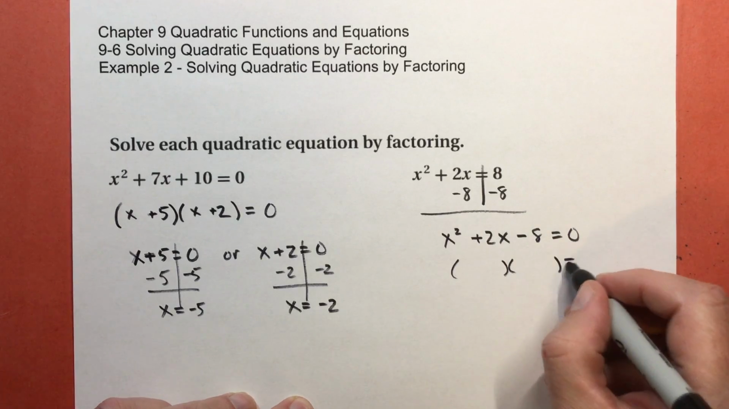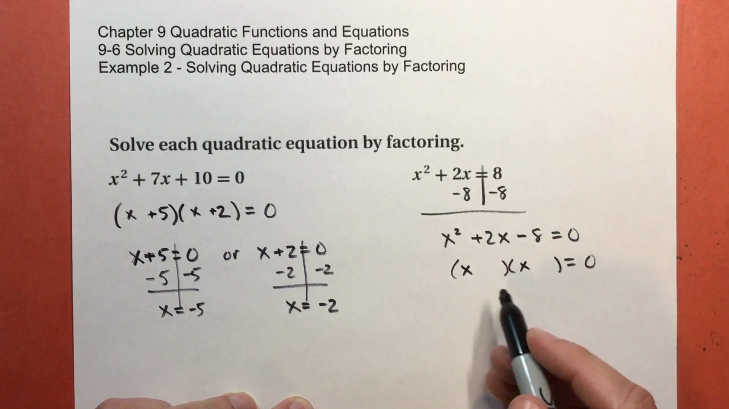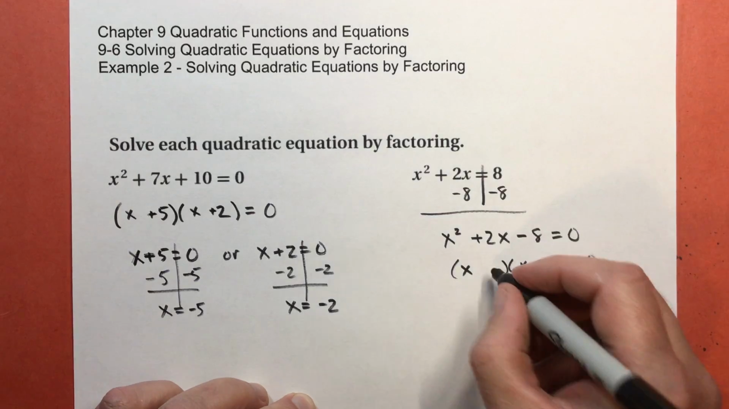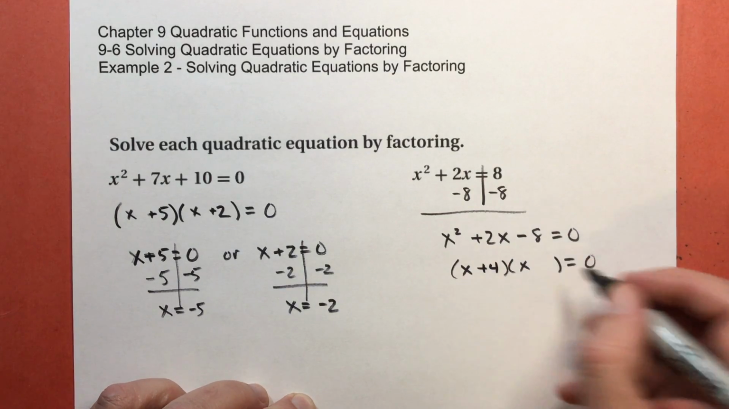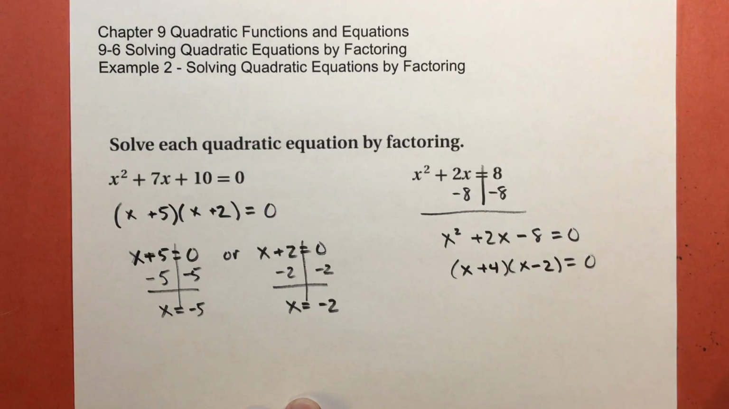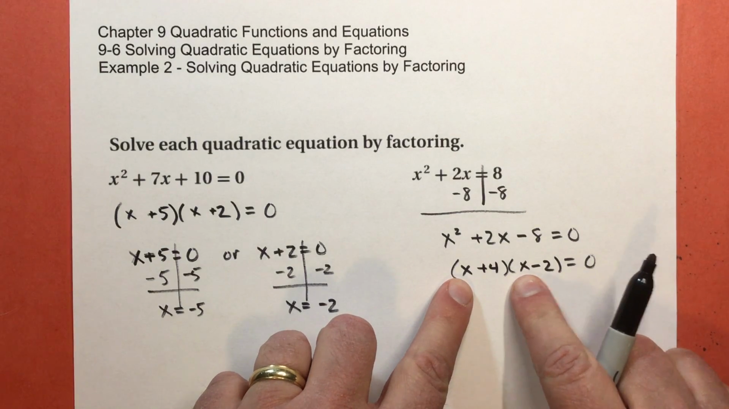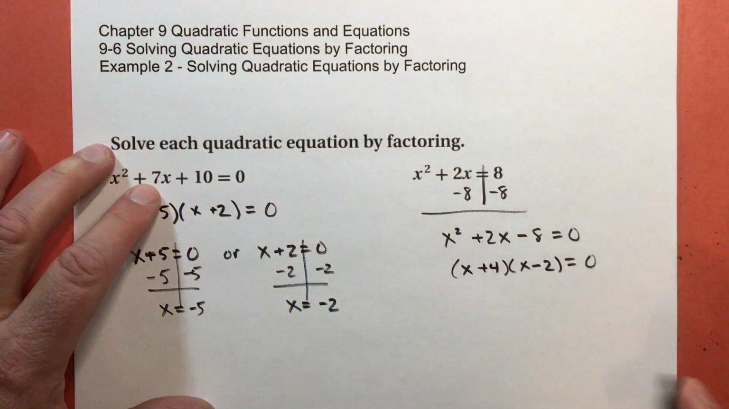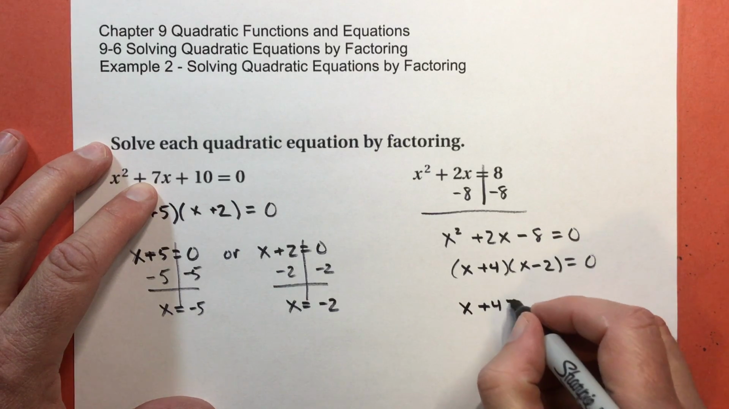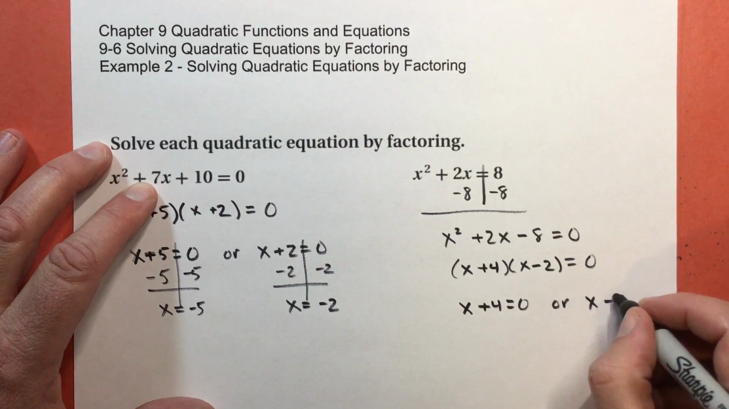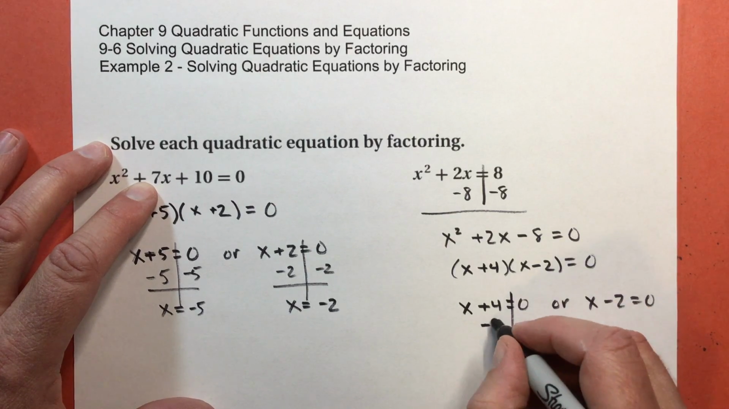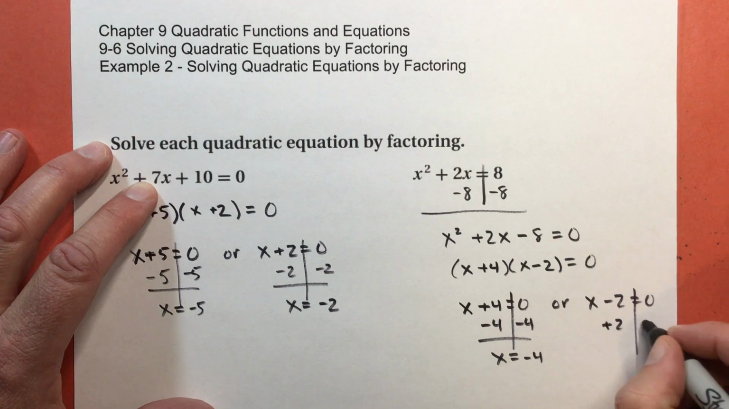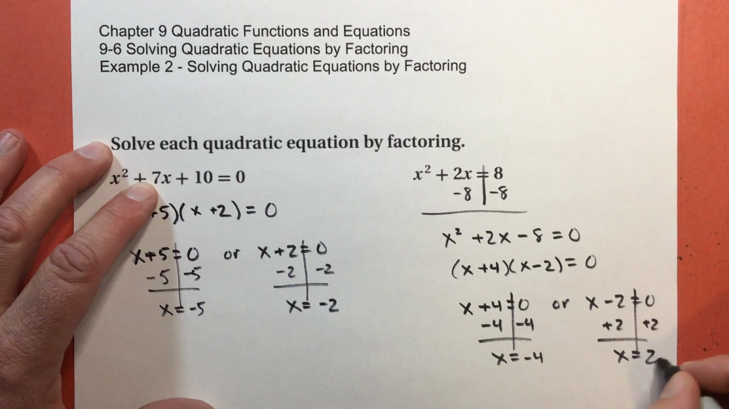Now let's factor. I'm going to get x times x equals x squared. What two numbers multiply to give negative 8, but add to give positive 2? You can make a list if you want, but it's going to be positive 4 and negative 2. So x times x is x squared. Negative 2x plus 4x is positive 2x, and 4 times negative 2 is negative 8. I get x plus 4 equals 0, or x minus 2 equals 0. Subtract 4, I get x equals negative 4. Add 2, I get x equals positive 2.